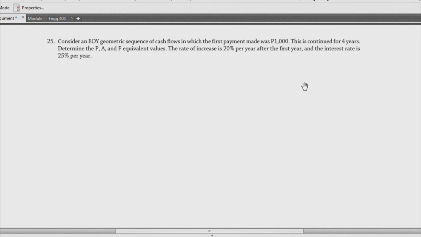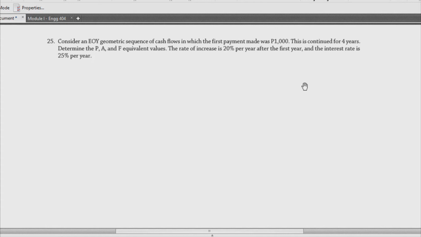Consider an EOY geometric sequence. The meaning of EOY is end of the year. So when we say EOY, that is correlated to an ordinary annuity, because that is end of the year. If it is start of the year, that is our annuity due. So, a geometric sequence of cash flows in which the first payment made was 1,000. Remember, our first payment is 1,000. Now this is continued for 4 years, and we need to determine the P, A, and F equivalent values. The rate of increase is 20% per year after the first year, and the interest rate is 25% per year.